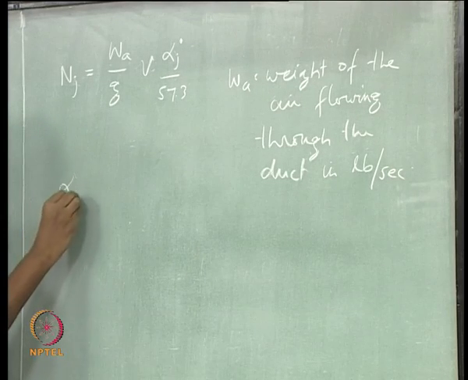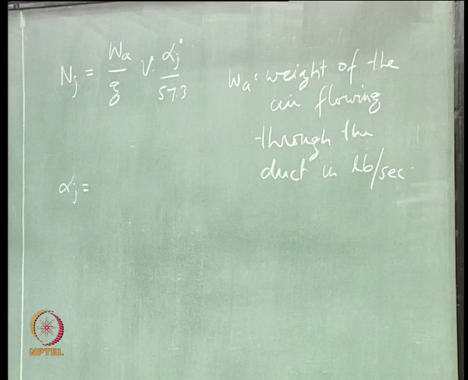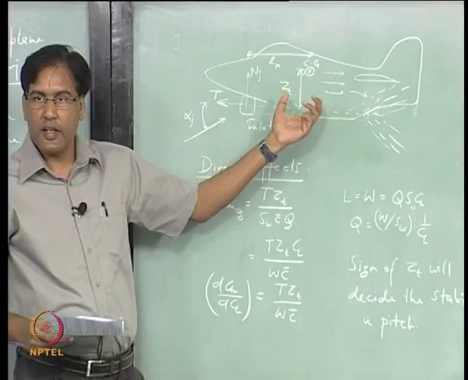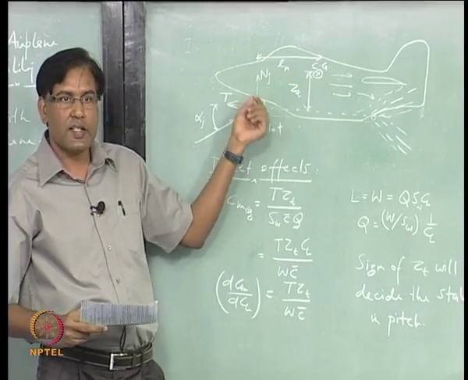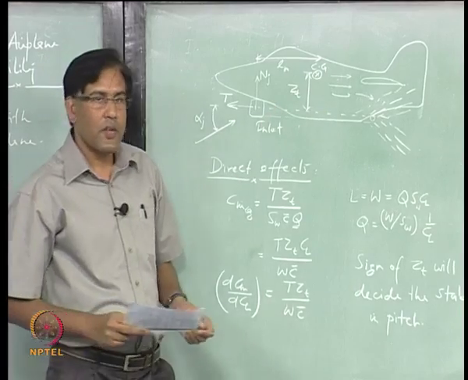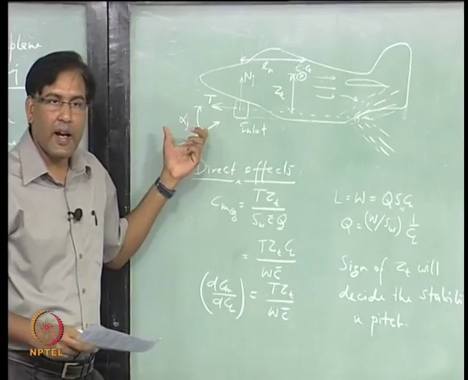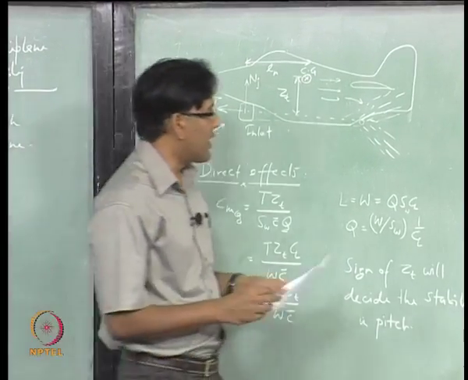This alpha j will also depend upon the upwash, which is created because of the wing. So this engine, or the inlet, is lying in front of the wing, so it's going to affect the angle of attack that the engine inlet is going to see.